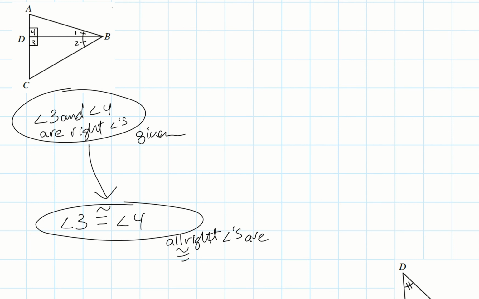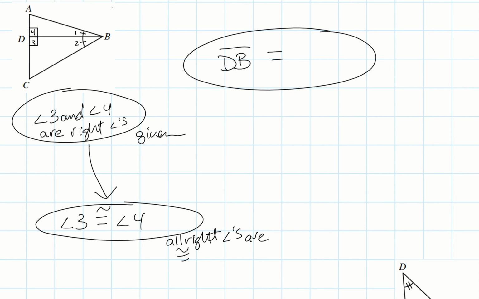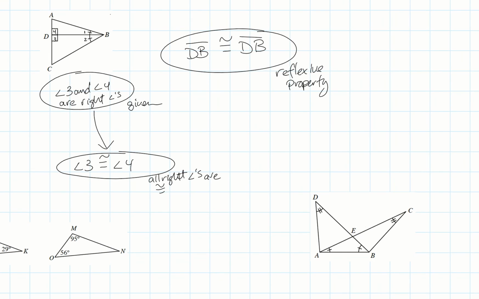I don't have a pair of congruent sides, but I'm going to quickly get it. I'm going to say that segment DB is congruent to segment DB. And the reason is something is congruent to itself. This is the reflexive property. Reflexive property. Fabulous. So I now have, these are kind of all in the way here. Let me get this out of the way.